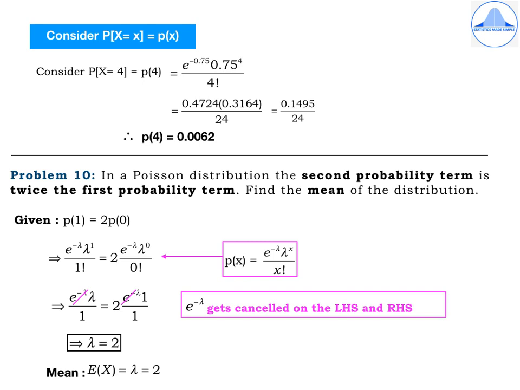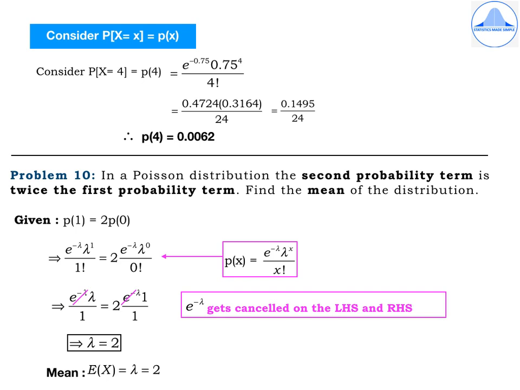Now we can find out the question which is asked, that is probability of capital X equal to 4. So consider probability of capital X equal to 4, which is equal to small p of 4. Now in the p.m.f, wherever you have x, you replace it by 4. So you'll get e to the power minus 0.75, 0.75 to the power 4 divided by 4 factorial, which is equal to 0.4724 into 0.3164 divided by 24. So on further simplification, we get the final answer as 0.0062.